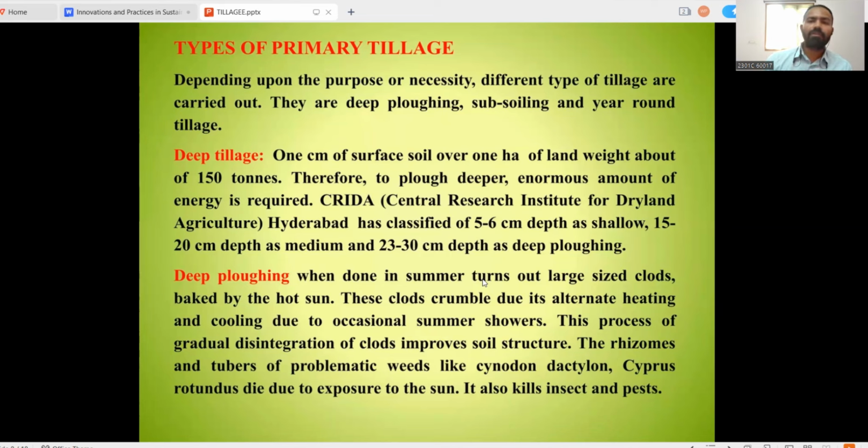We are seeing that it will turn our large clods baked by the hot sun. Your large clods will not stay baked; they will crumble into smaller, fine pieces. Another benefit is that it will improve your soil structure, and the unwanted rhizomes of weeds and plants will also be destroyed, like problematic weeds such as Cyperus rotundus and Cynodon dactylon. They are very difficult to control, so they will also be killed, and unnecessary pests and insects will also be killed. Okay, moving on to the next.